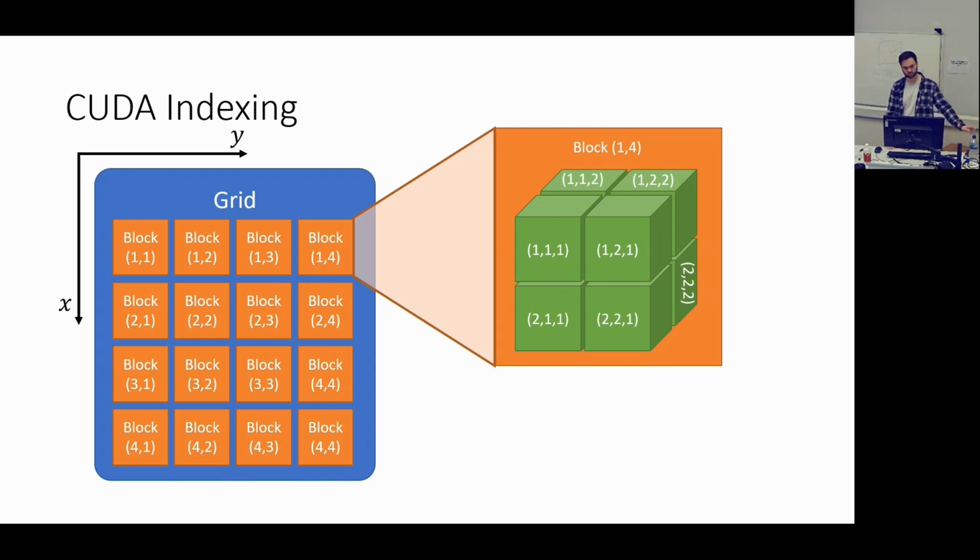Wait, so the grid is always 2D? No, grid can be 3D, but you can set 2 dimensions equal to 1 and just pretend like there's only an X dimension. Okay, grid maximum is 3D. I think so. All of these values have an X, Y, and Z component to them.